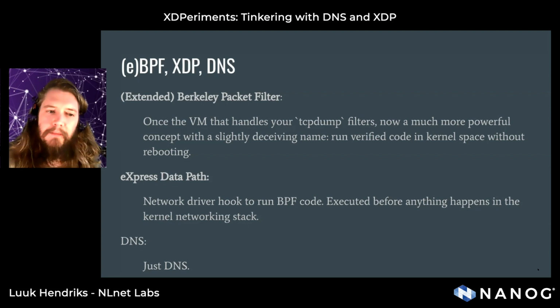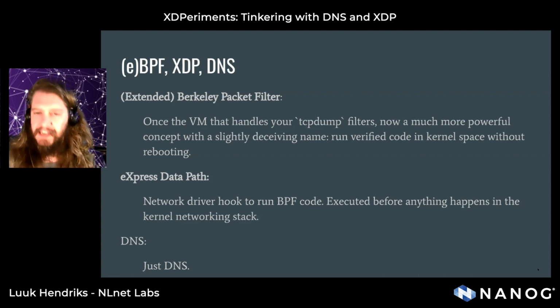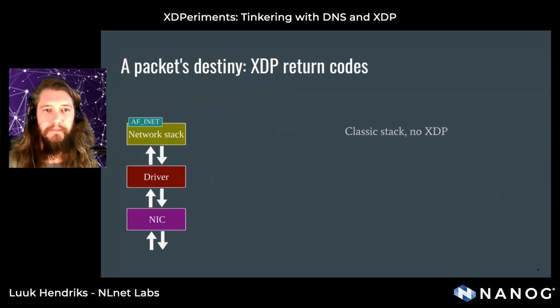What's XDP? XDP is the Express Data Path, which is a network driver hook that lets you run BPF code exactly there in your driver. So that means we can run arbitrary code in kernel space, so in the driver, before anything happens with the Linux network stack. So before a socket buffer is actually allocated. So how do we run code? How do we let it interact with the rest of the stack?